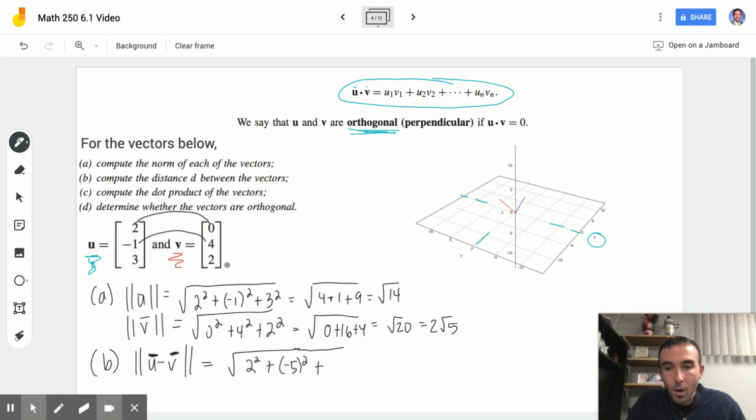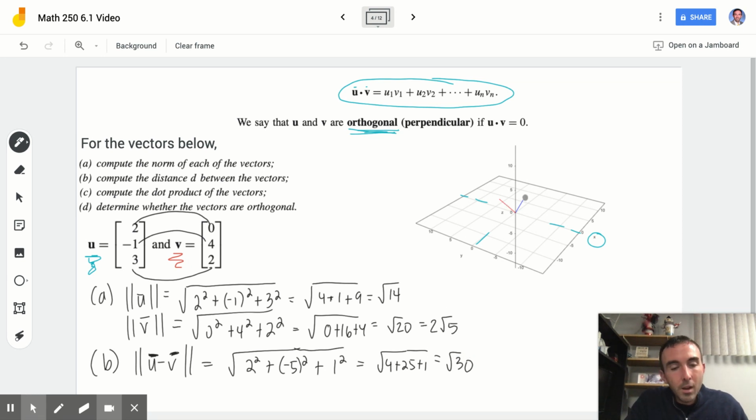And then 3 minus 2, that would be 1. So we're just subtracting them component by component, squaring each of those differences, and then we can add them together. So I have 4, 25, and 1. So that would give me radical 30 as the distance between the two vectors.